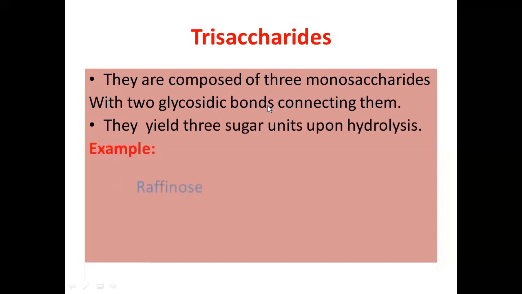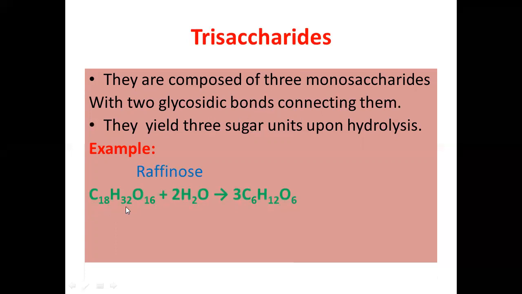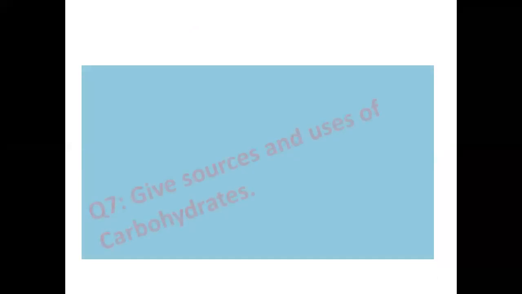Example of a trisaccharide is raffinose. Raffinose formula is C18H32O16. C18 means 6 threes are 18, 3 sugar units. So upon hydrolysis, raffinose will give 3 sugar units or 3 glucose units. Then tetrasaccharide, you know, has 4, pentasaccharide has 5 sugar units. So they vary on the basis of the sugar units of which they are made up.